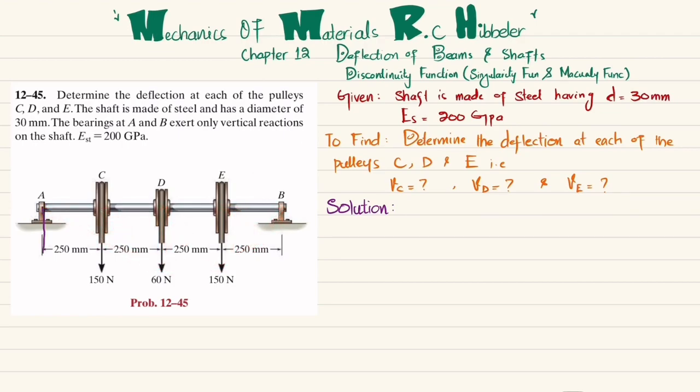So when you remove this bearing at point A, so you'll be having a reaction force that will be acting upwards. So this is RA, and if you remove this bearing at point B, so there will be a reaction force which is represented as RB. So we'll find this RA and RB using equation of equilibrium.